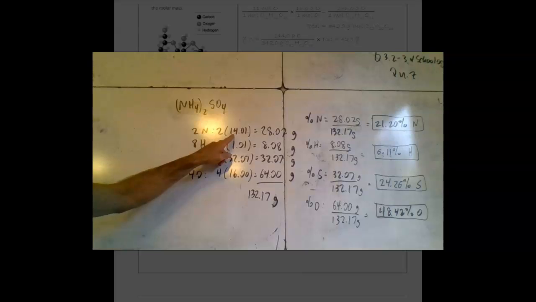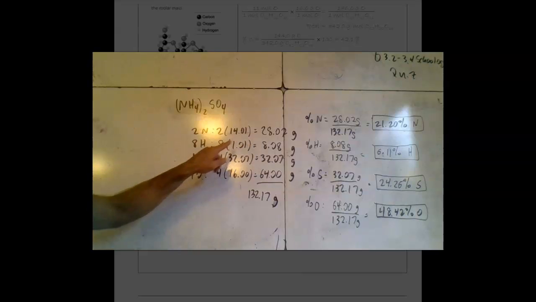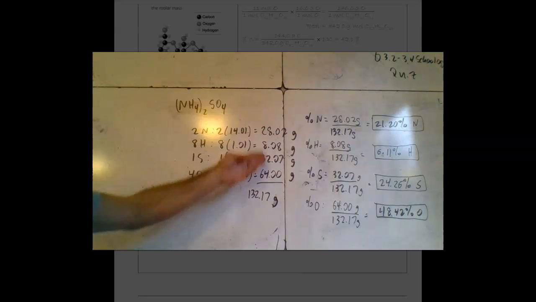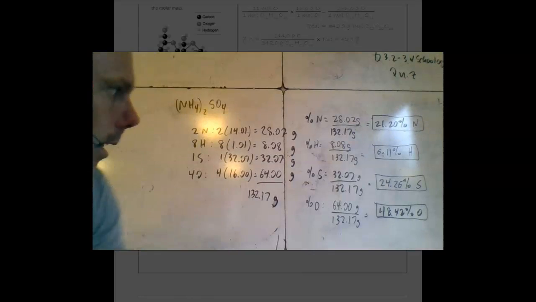That's nitrogen's molar mass. So that would be the number of grams of nitrogen in a mole of ammonium sulfate. 8 hydrogens times its molar mass, 1 sulfur times its molar mass, 4 oxygens times its molar mass. These are the masses of the 4 elements if there were a mole of the compound. I've added them up, and that's the molar mass of the compound. And that really should be grams per mole, but we'll leave it as grams.